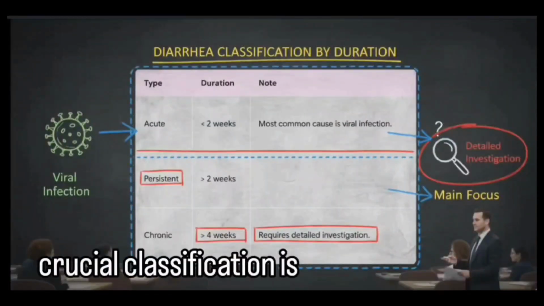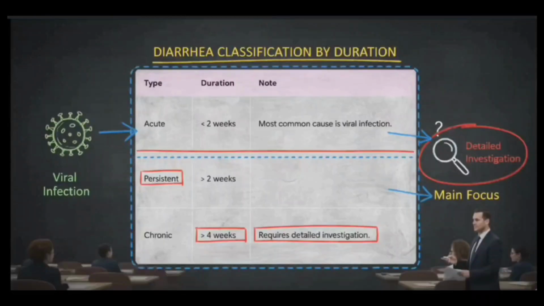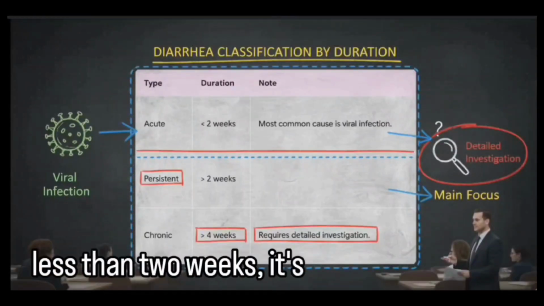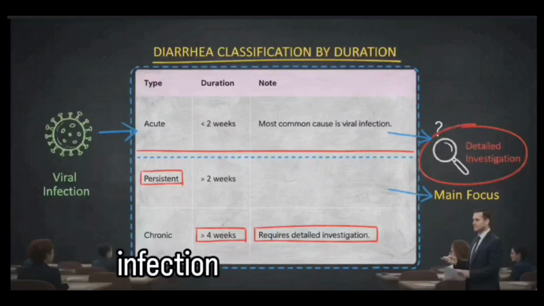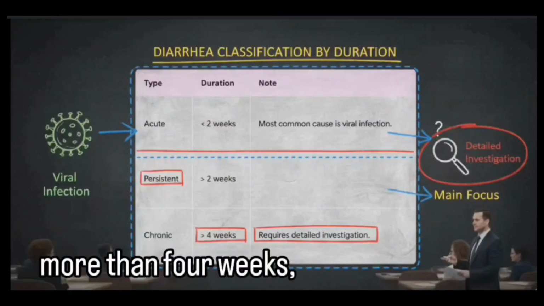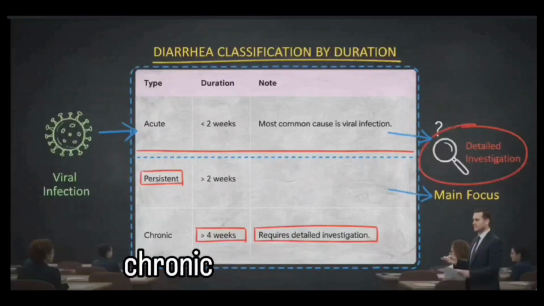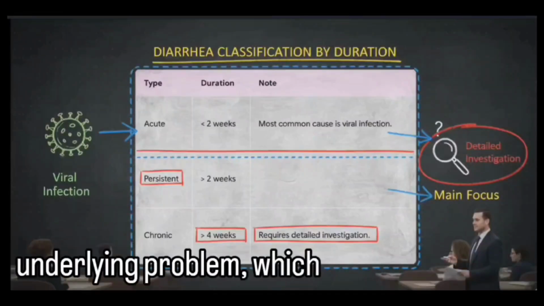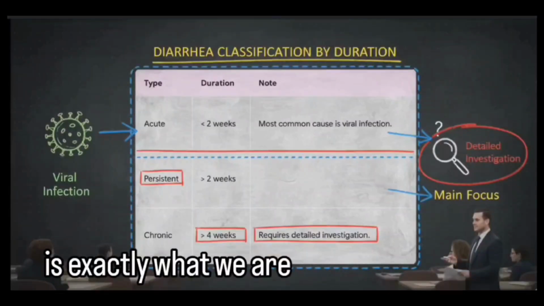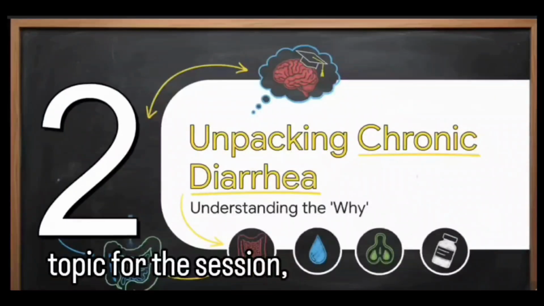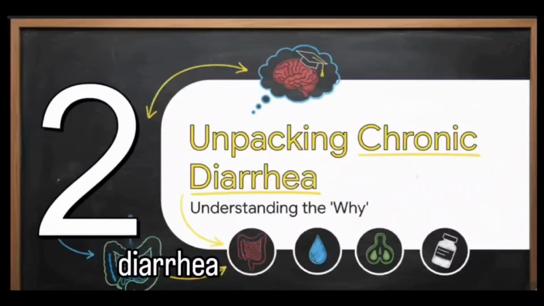Now, another very crucial classification is duration. How long has it been going on? If it's acute, less than 2 weeks, it's usually due to some self-limiting viral infection. Not too worrying. But when it persists for more than 4 weeks, that's when we call it chronic. And this, my friends, is a red flag. It tells us that there's likely a more complex underlying problem, which is exactly what we are going to investigate today. And that brings us perfectly to our main topic for the session, unpacking chronic diarrhea.